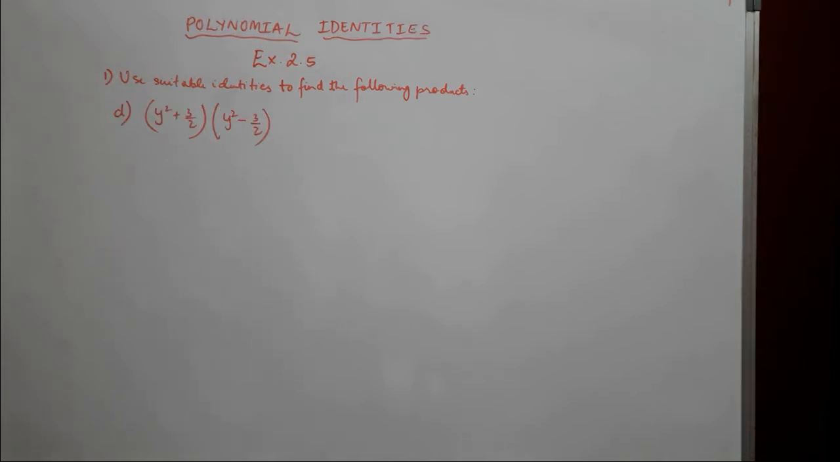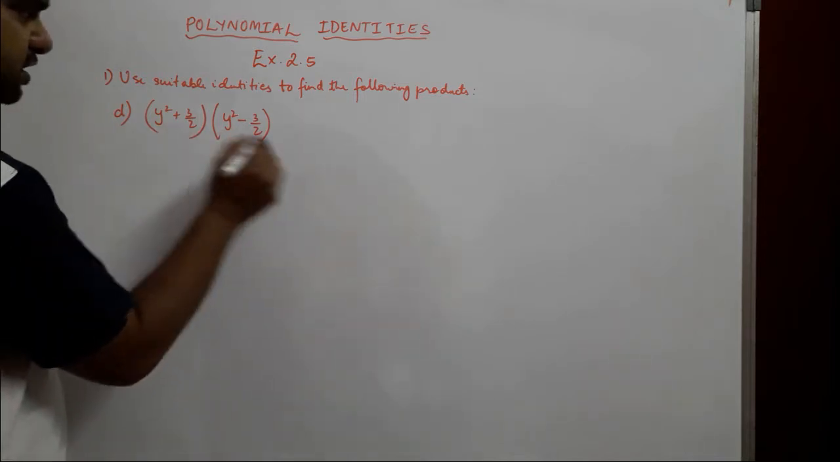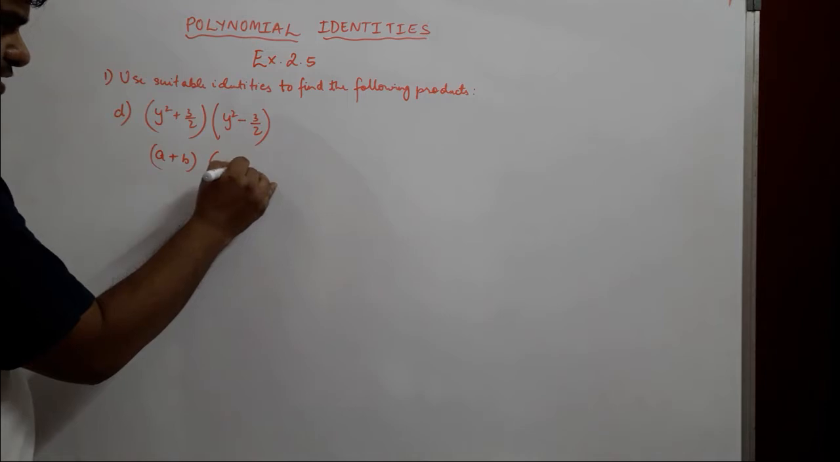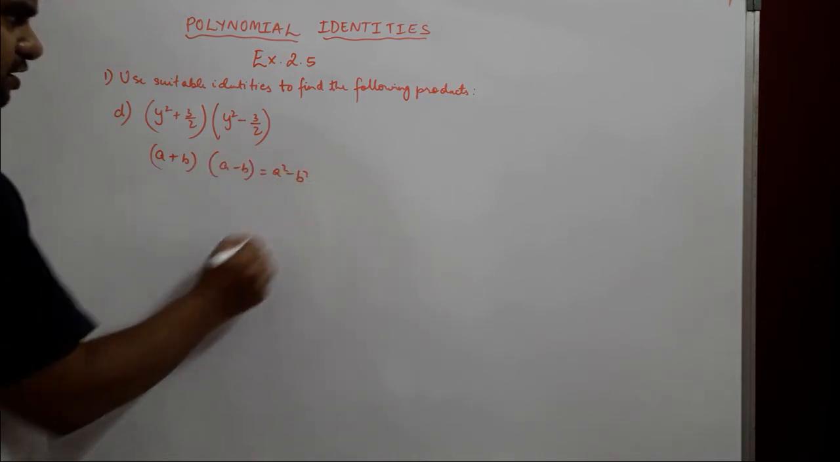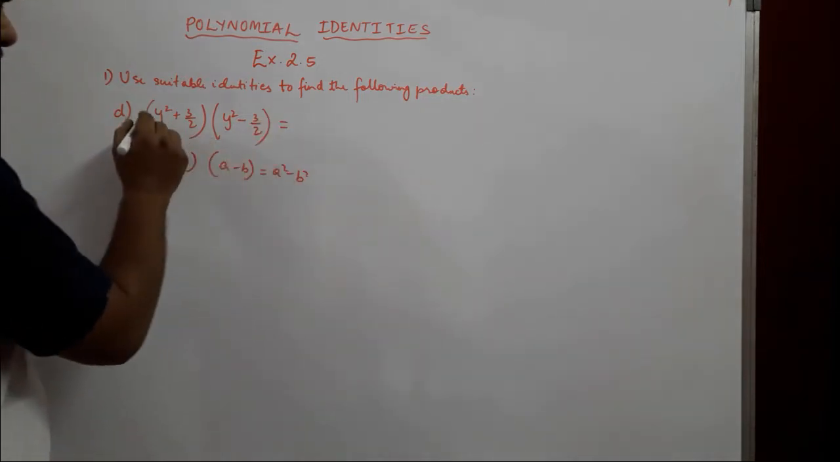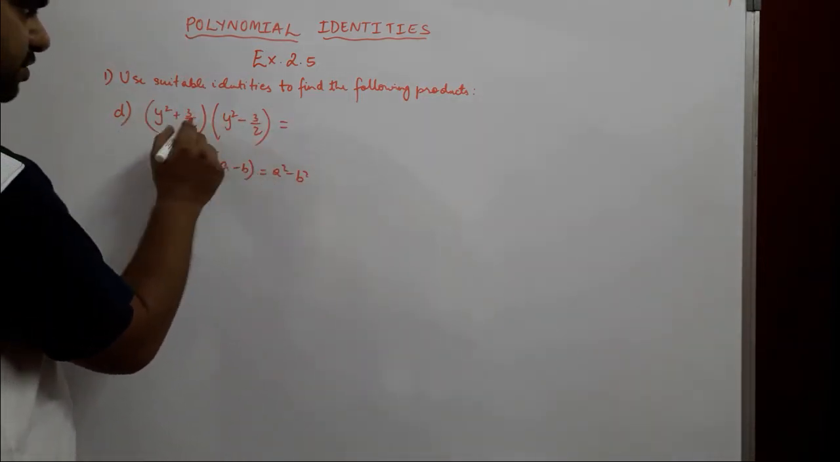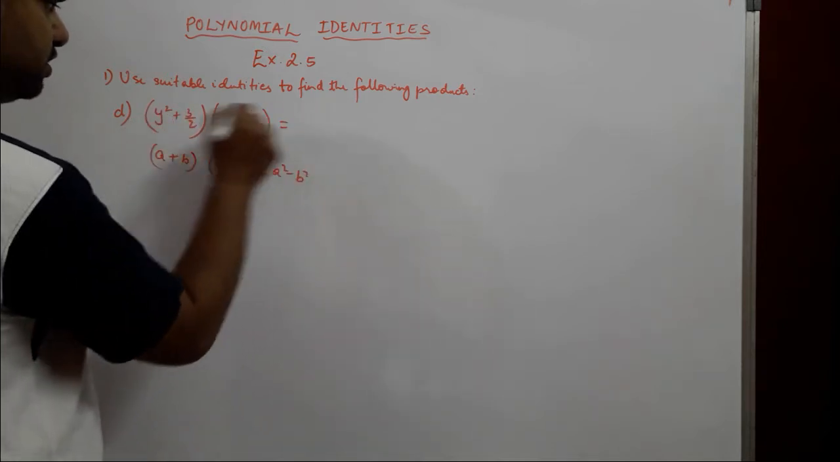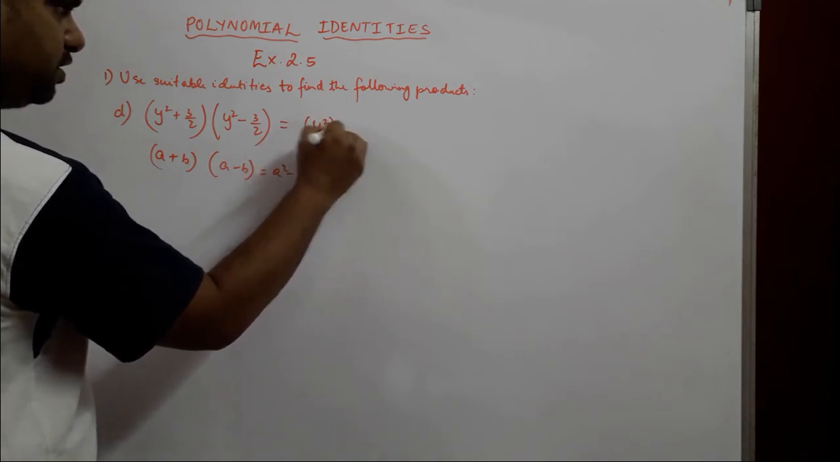Next problem is y square plus 3 upon 2 into y square minus 3 upon 2. So this is in the form a plus b into a minus b, which means the identity should give us a square minus b square. So let's put it in that form, a square minus b square, where a is y square and b is 3 upon 2. So we will put y square into whole square.